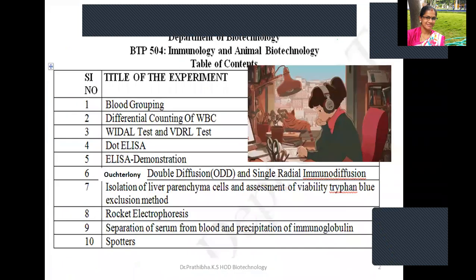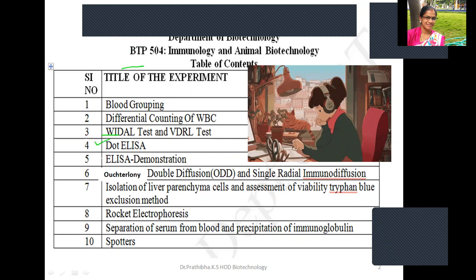Now let us go through the table of contents, which comes under immunology and animal biotechnology. Experiment number 1, you'll be performing blood grouping. Then experiment number 2, you are going to perform differential count of WBC. Then experiment number 3, that is Vidal test and VDRL test.